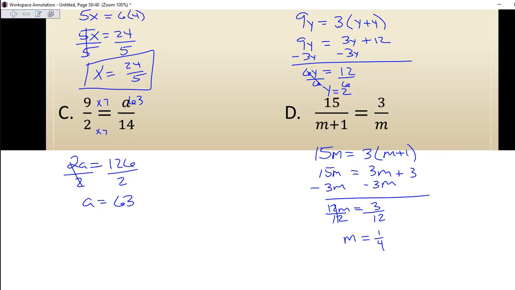Cross multiply here. So we start with 15 times m and then 3 times the parentheses m plus 1. So when we distribute, we get 3m plus 3. And don't forget to multiply the 3 by the 1 as well to get 3. Now, we're going to subtract the 3m over to get 12m. Bring down the 3, and now we divide by 12.